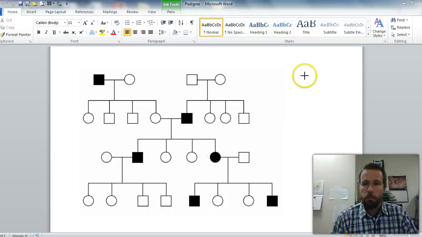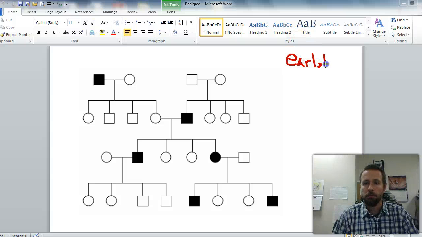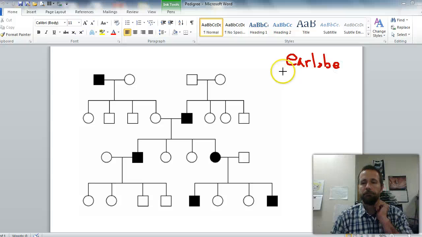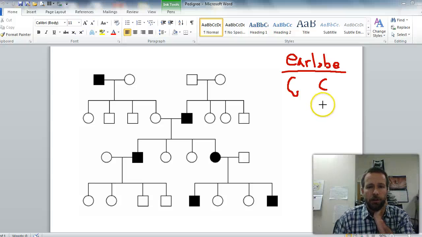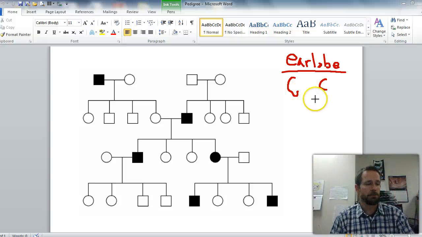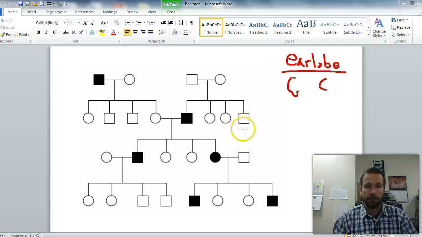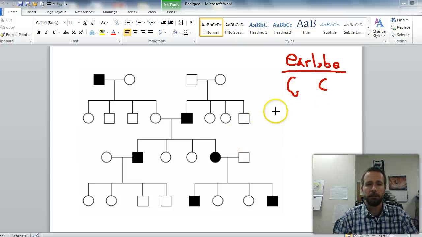And so let's say we're looking at the earlobe trait, and you either have the earlobe detached or an earlobe attached. We don't know whether it's dominant or recessive. Okay, so we don't know if it's homozygous dominant, homozygous recessive, or heterozygous. But we can look at the pedigree. So let's say what's affected is the earlobe detached.